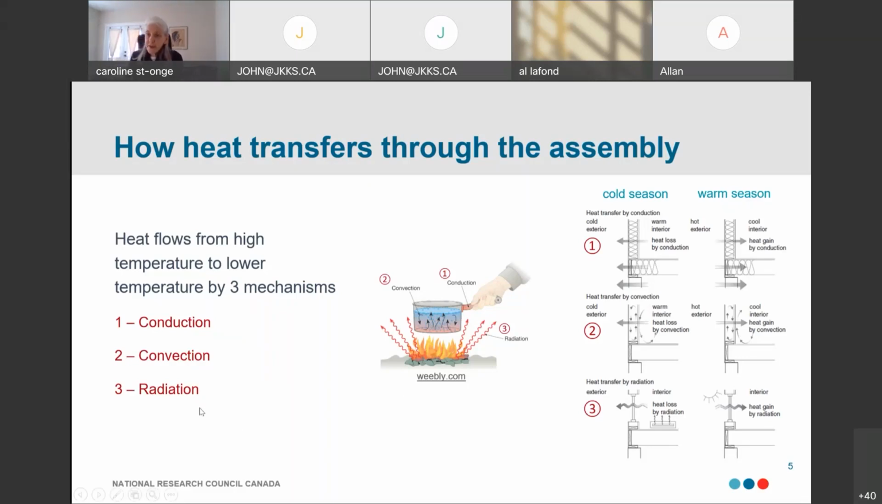The third mechanism is radiation. Radiation is occurring at an atomic level. It's occurring through electromagnetic waves, and more specifically, infrared radiation. So the source here is the fire that heats the pot through radiation. And heat loss by radiation can occur in a building through windows.